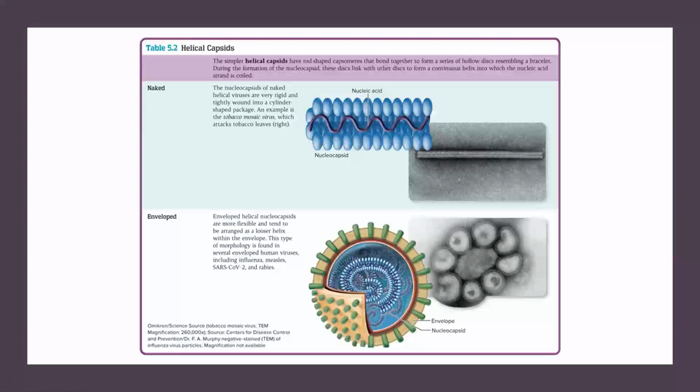We can also have enveloped helical capsids. So you'll see we have the DNA in purple, and then we have that bracelet helical capsid inside, and then that's further encompassed into an envelope in yellow outside here. An example of an enveloped helical capsid virus would be SARS-CoV-2, rabies, measles. This is a very common type in animal viruses.